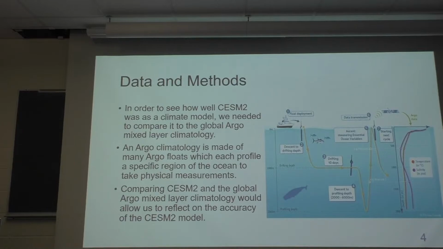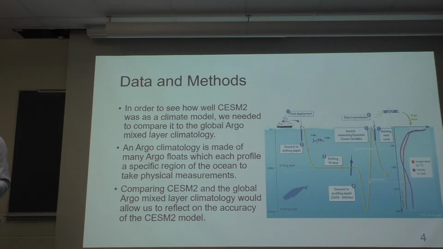So for the actual data and methods, in order to see how well CSM2 did as a climate model, we needed to compare it to an Argo climatology for the globe. For this, I need to give a definition of the Argo climatology: it's made of many Argo floats, which each profile a specific region of the ocean, taking physical measurements like temperature, salinity, and density. Here on the figure, you can see what the Argo life cycle would look like.